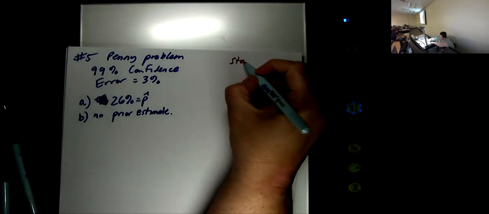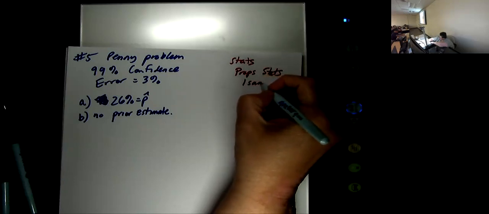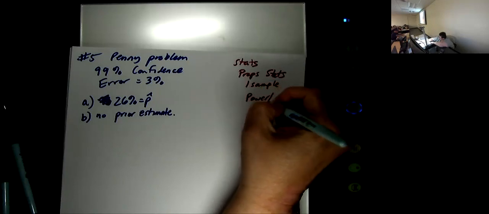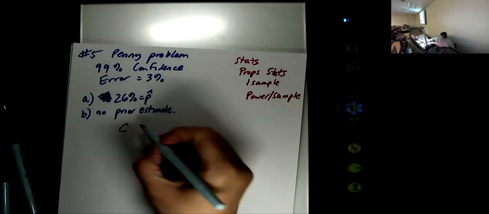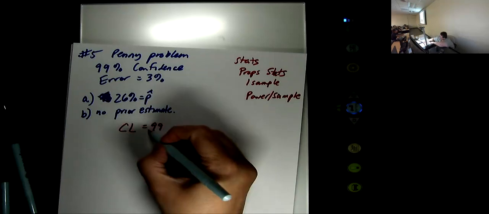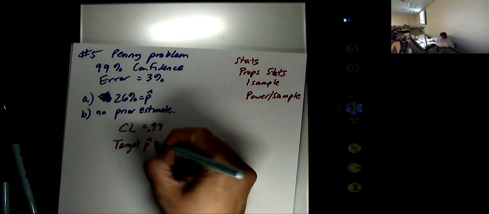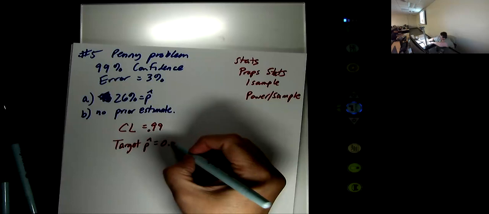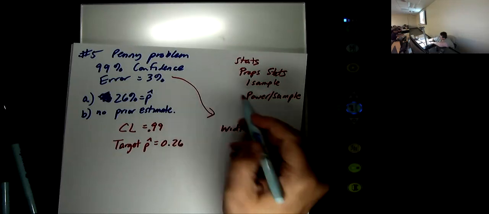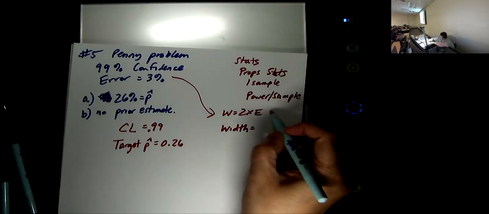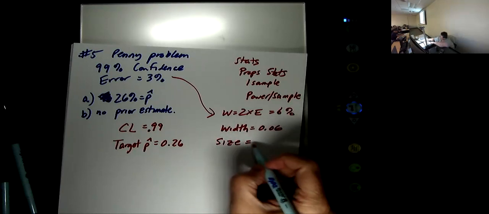This is where we're going to do stats, proportion stats, one sample, power sample size. In it, we need our confidence level, which is 99% or 0.99. We need our target proportion. That's going to be the percentages up here. It starts at 0.26 for the first one. It's going to ask us for the width. The width is 2 times the error. So 6% or 0.06. And when we have all those, the size box is going to be left empty.